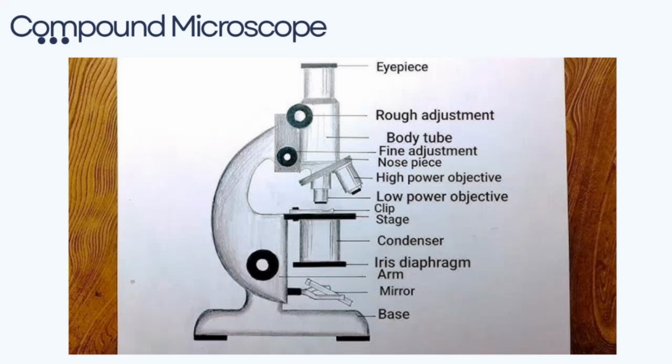Let's take a closer look at the compound microscope. This device is essential in biology for observing tiny structures that are invisible to the naked eye. It consists of multiple lenses that work together to magnify the image of a specimen, allowing us to see details like cell structures and microorganisms. The key point here is that the compound microscope provides high magnification and resolution, which is crucial for detailed study.